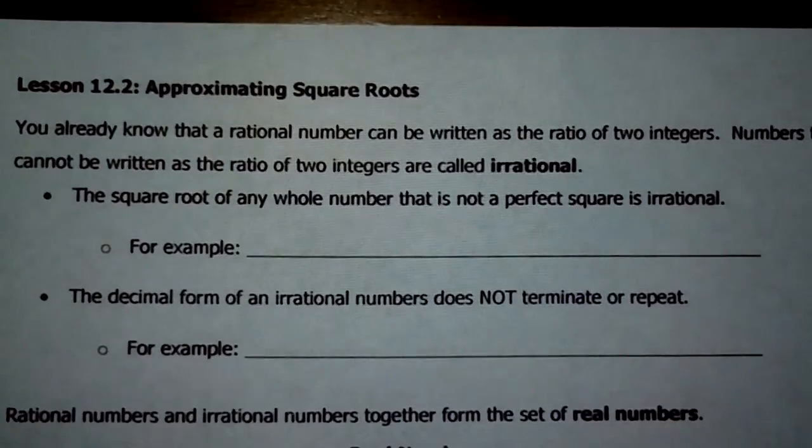So two examples of irrational numbers are square roots of any whole number that's not a perfect square. And I did show you in class, and if you're watching this because you were absent, you can have one of your friends show you, or you could ask me and I will show you, or ask Mr. Terry and he'll show you. But basically, if you take the square root of a number that's not a perfect square, it's going to be a decimal that goes on and on and on.